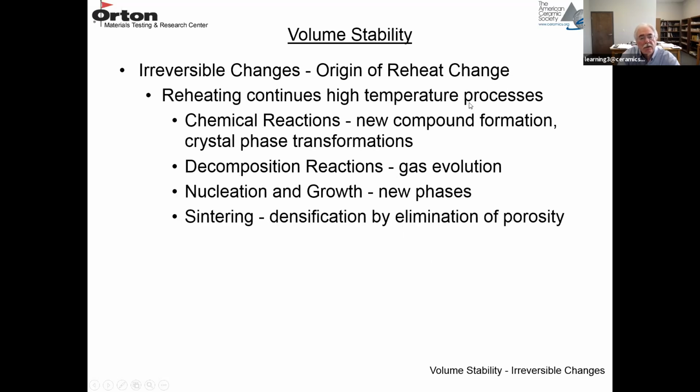Reheating continues a high temperature process. So what are these processes? You can have a chemical reaction. You can form a new compound that has a different density and therefore changes the volume. You can have crystal phase transformations. You can have decomposition reactions and gases coming off. You can nucleate and grow a new phase. Or you can have the sintering process where you have a densification or shrinkage, and that occurs by elimination of porosity.